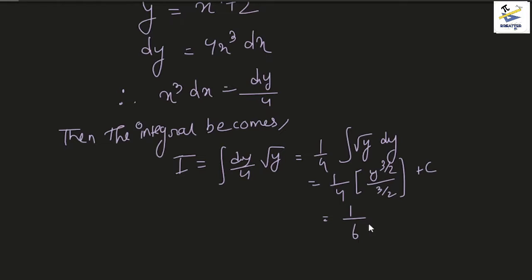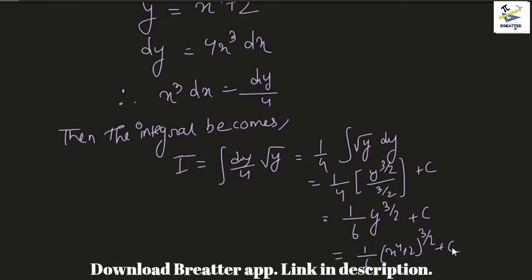So the answer is 1 by 6 y to the power 3 by 2 plus c, and if you substitute y back, the answer would become 1 by 6, and y was x to the power 4 plus 2, so it's x to the power 4 plus 2 whole to the power 3 by 2 plus c, which is the answer for our integral.